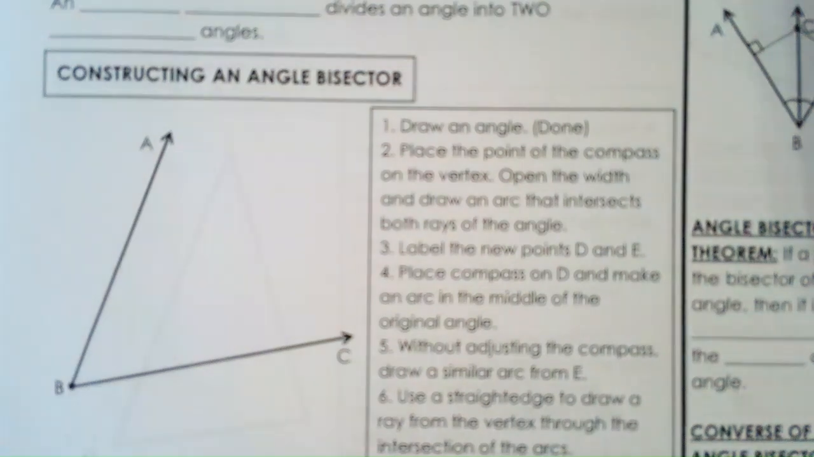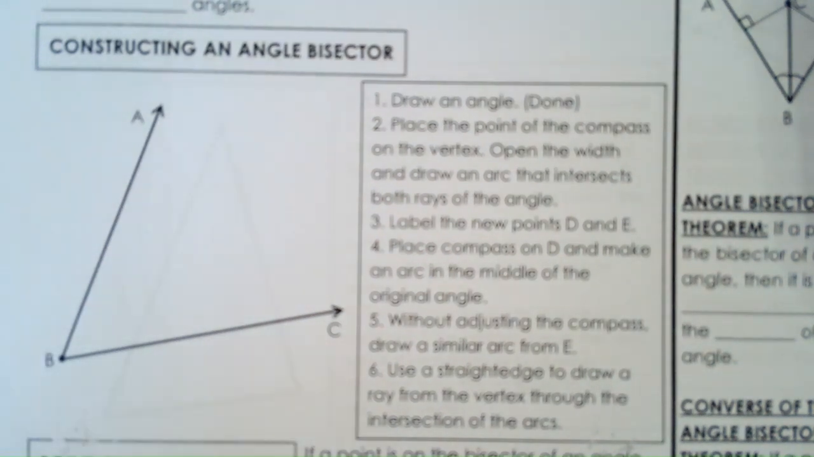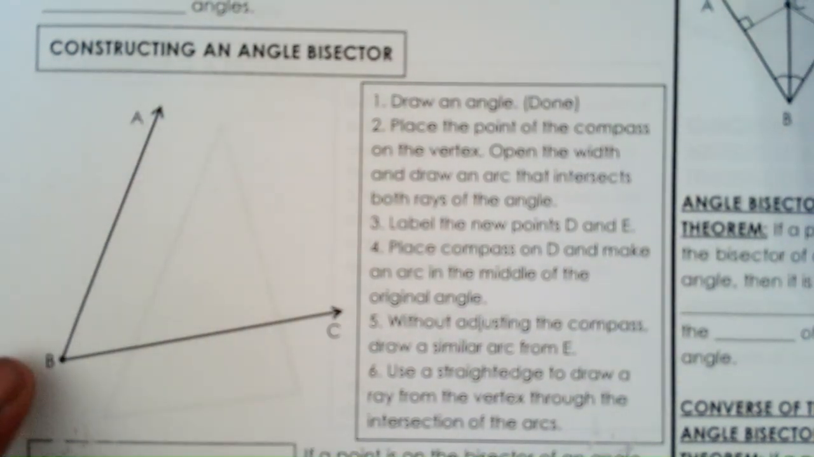Hello, folks. Let's go through and construct us an angle bisector. So we're following along with the instructions from our paper. Let's follow along with us in this video. First, we draw an angle. That's done for us. Next, you're going to place the point or the circle part of your compass on the vertex. Our vertex here is B.